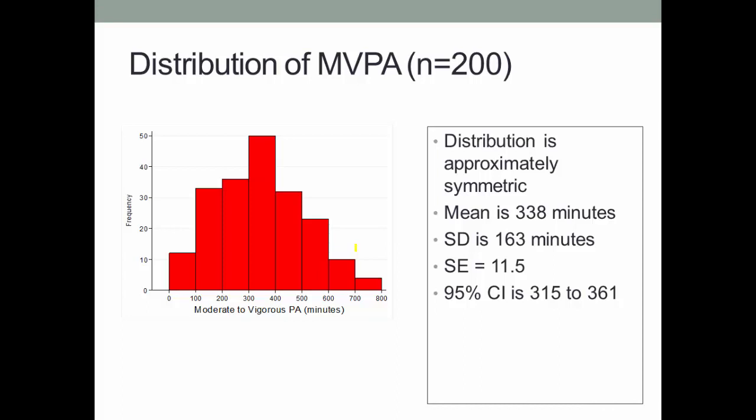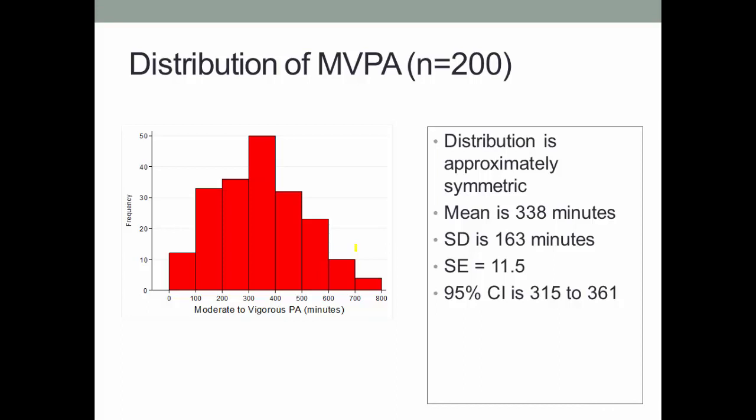And that means that we would expect that 95% of our estimates will lie within 2 standard errors of the true value. And you can turn that around and say that you don't know what the true value is, but you're confident that the true value is within 2 standard errors of your estimate. So if we take our estimate, which is the population mean, and then we add and subtract 2 standard errors, we get that 95% CI, which is the confidence interval, which is 315 to 361.